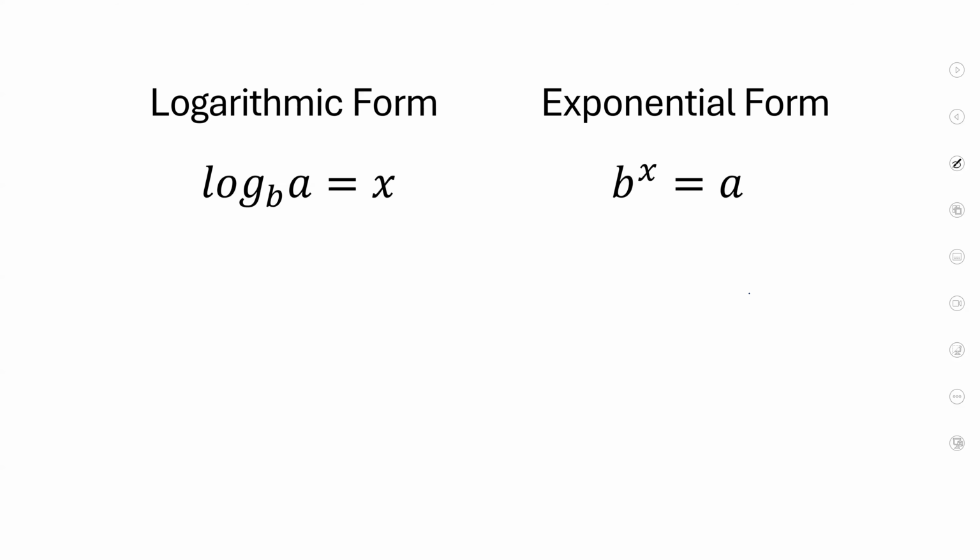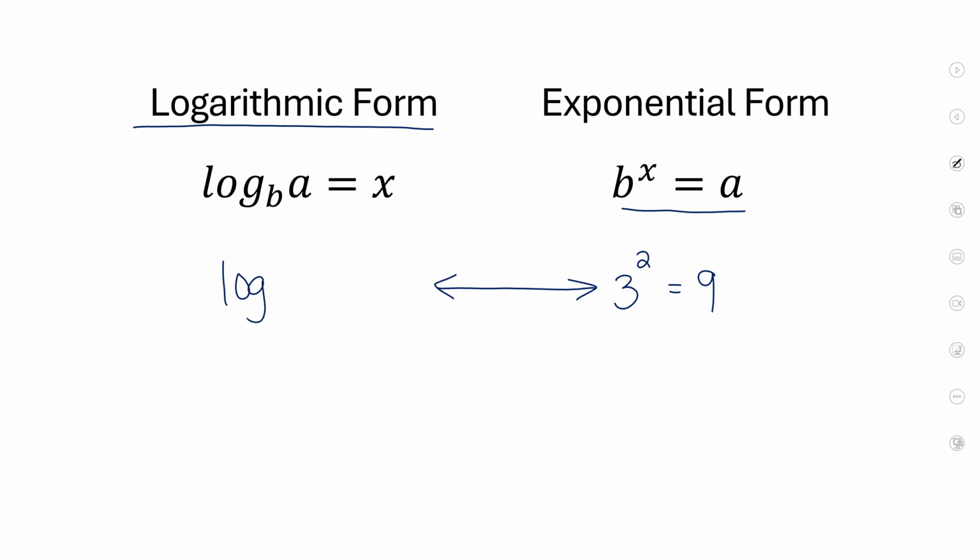Exponential form looks like this, and an example is 3 squared equals 9. Now, another way to write this is to transform it into logarithmic form. If I were to write this same exact thing in logarithmic form, my base is 3, that goes down here. The answer was 9, and my exponent was 2.